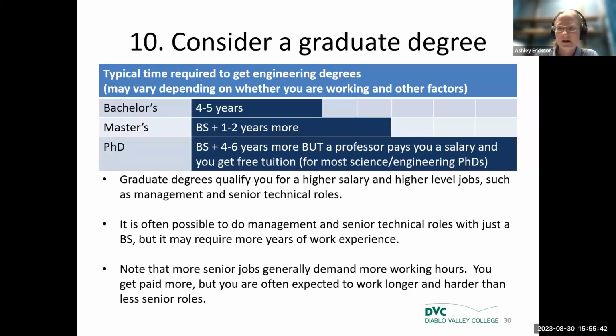Finally, our last item here. Many students don't know that graduate degrees can be a really good option. And this is specific to engineering and STEM. So for humanities and other fields, graduate degrees may be a little different. But note that if you get a graduate degree, you're qualified for a higher level job. And typically, if you have a bachelor's degree or associate's degree, you may be able to get into more senior roles, but it takes a lot more years of experience.